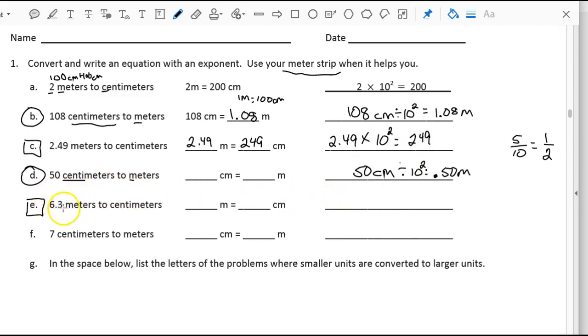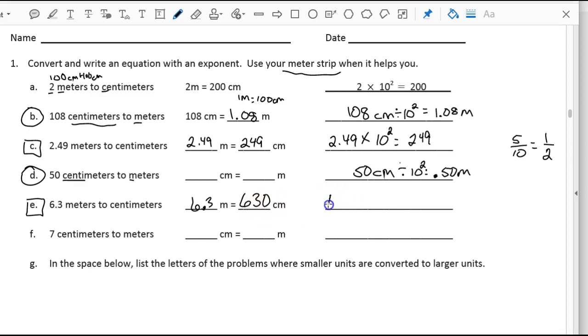So this is a larger measurement, but it's a smaller number. 6 meters, we know, is going to equal 600 centimeters, right? So 6 and 3/10. 6 and 3 stay together. And to make sure the 6 stays in the hundreds place, we have to put the 0 for the ones.